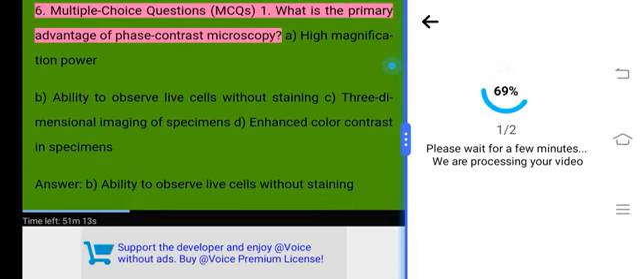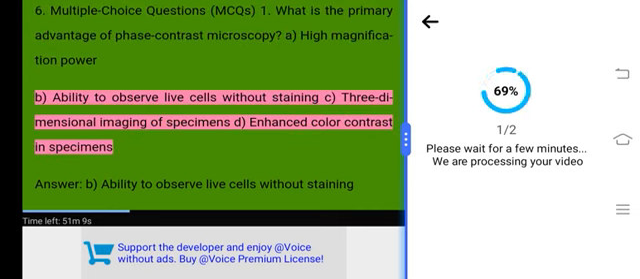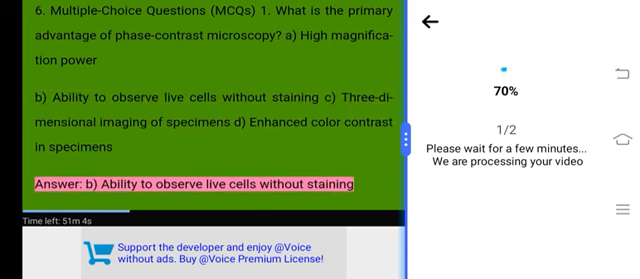6. Multiple choice questions, MCQs. 1. What is the primary advantage of phase contrast microscopy? A. High magnification power. B. Ability to observe live cells without staining. C. Three-dimensional imaging of specimens. D. Enhanced color contrast in specimens. Answer. B. Ability to observe live cells without staining.